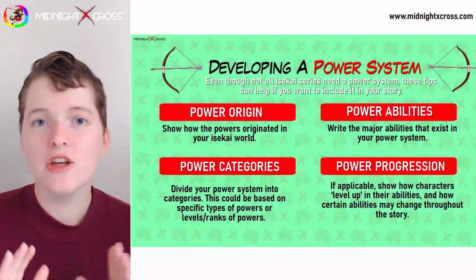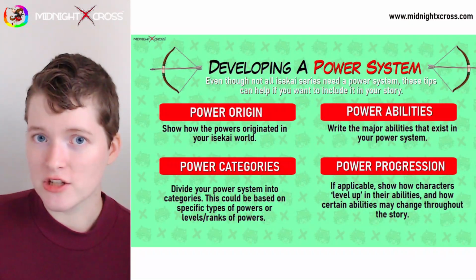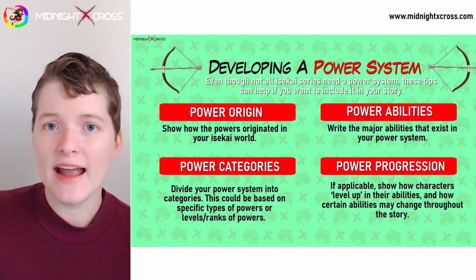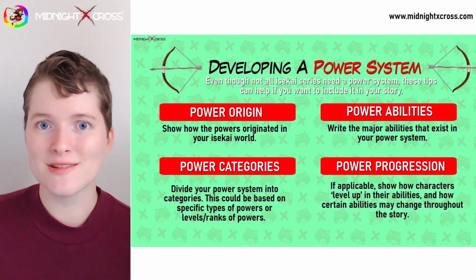Just consider how you can break your power system down into categories so that it's easier to present the powers in your story. You also want to think about the power abilities. Write down the major abilities that exist in your power system, and from there you could break it down further, kind of creating like a skill tree in your power system where you show how certain abilities are developed over the course of your story. This goes into power progression, where if applicable, show how your characters can level up in their abilities and develop new powers over the course of your story.